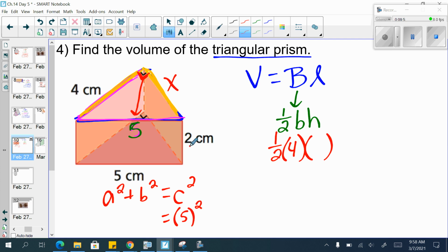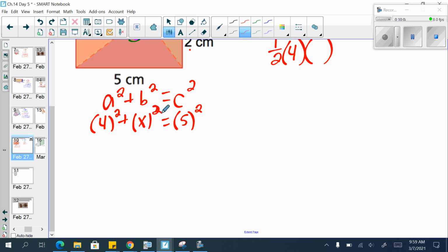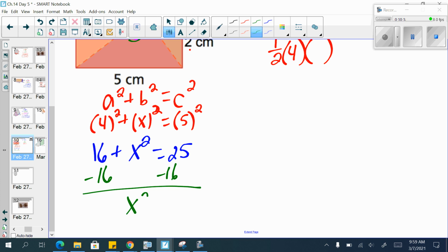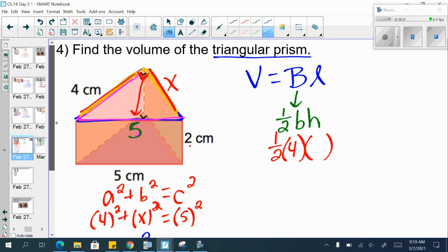By the way, guys, did you remember 2 is the height, like the third dimension of the figure? It has nothing to do with this triangle on top that we're looking at right now. So anyway, the legs are 4 and x. Then you square all of your numbers to get 16 and 25. You take away 16 from both sides, and so you should have gotten that x squared is 9. Don't forget to take the square root. So x is 3.